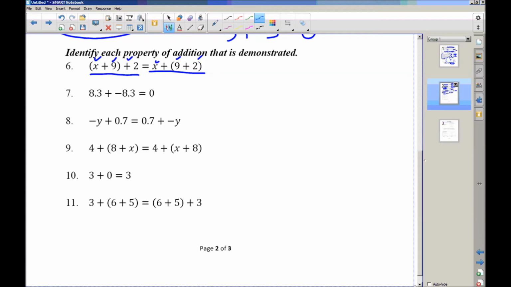And this allows me to collect the like terms when I do it on the right side. So this is the associative property. And you guys are welcome to abbreviate these. Just be careful with this one when you abbreviate it. Okay? Number 7. We're adding a number plus its inverse, and we end up with 0.